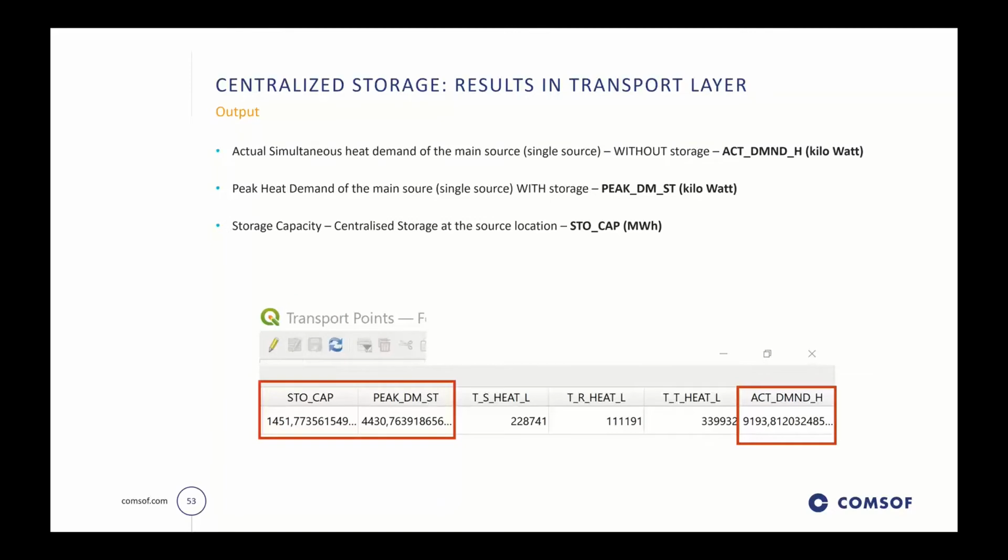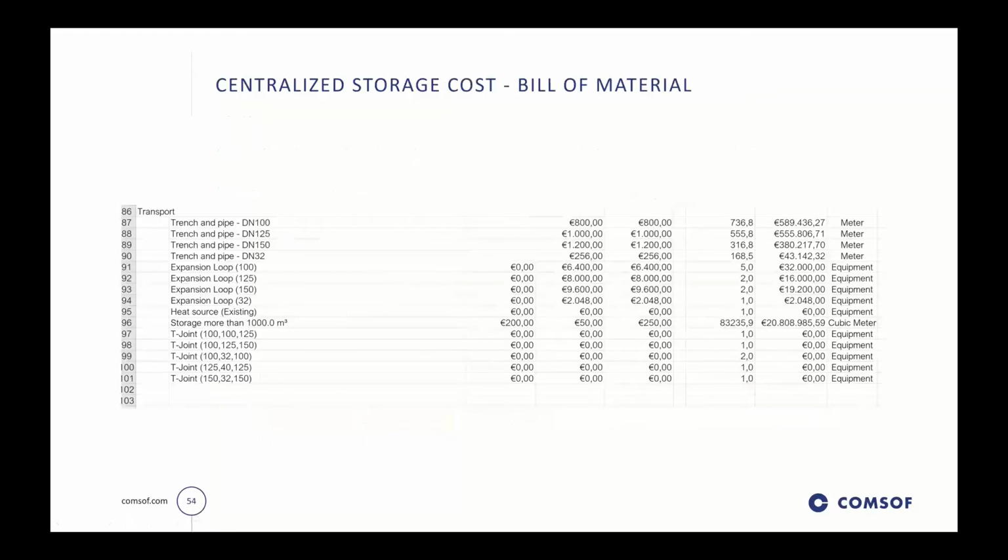What will be then the output? You will be able to see the results in the transport points layer. First of all, you will get the actual demand, the simultaneous demand of the main source if it would have been without storage, 9.1 megawatt, and the peak demand after storage. So this has been reduced to 4.4 megawatt with a storage capacity of 1,451 megawatt hours. So that is the output for centralized storage. Plus as well, in the bill of material, there is now the entry and the price calculation for the storage tanks.